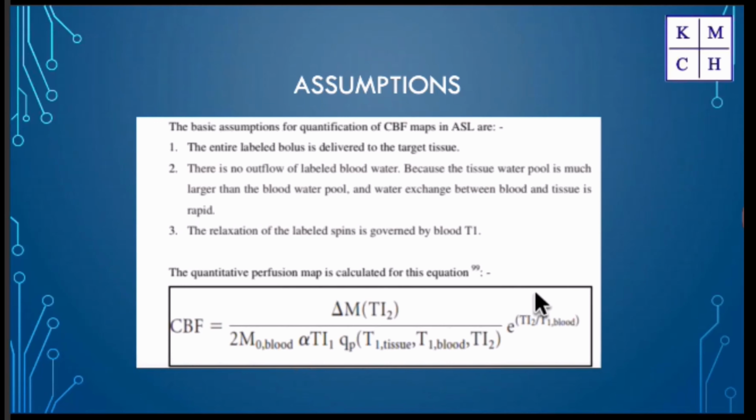What are the basic assumptions we need to have while doing an ASL? We need to assume, one, the entire labeled bolus is delivered to the target tissue. There is no outflow of the labeled blood, and the relaxation is governed by the T1 relaxation rate. The formula is quite complex, but as you can see, it basically depends on delta M, which is the difference in signal between the control images and the labeled images. It also depends on something called a TI, which is the time to invert, as well as the T1 of tissue and the T1 of blood.